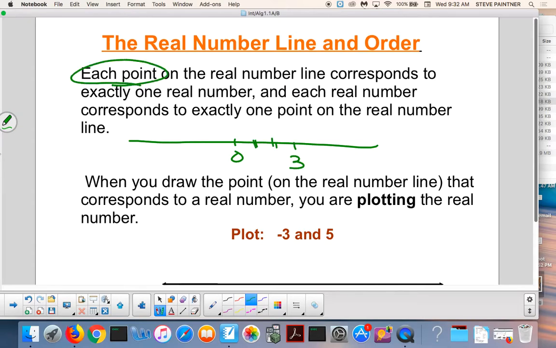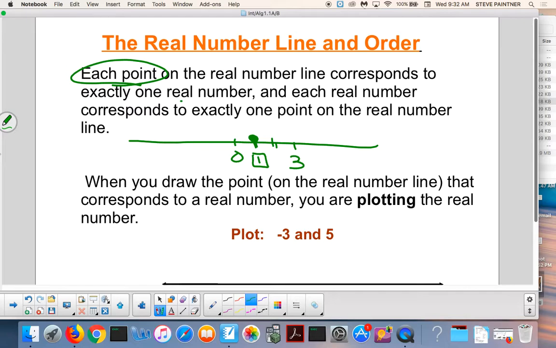Each point on the real number line corresponds to exactly one real number. What's that point? Who can tell me the answer? 1. The answer is 1. So if I put a point on a number line, you look below it and you say, oh, that point is 1. And each real number corresponds to exactly one point on the real number line.